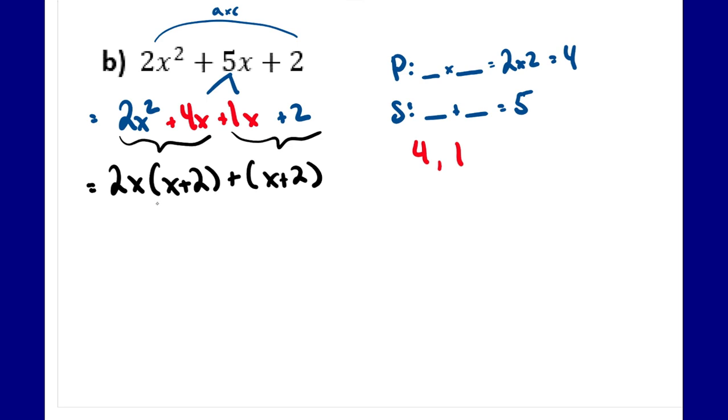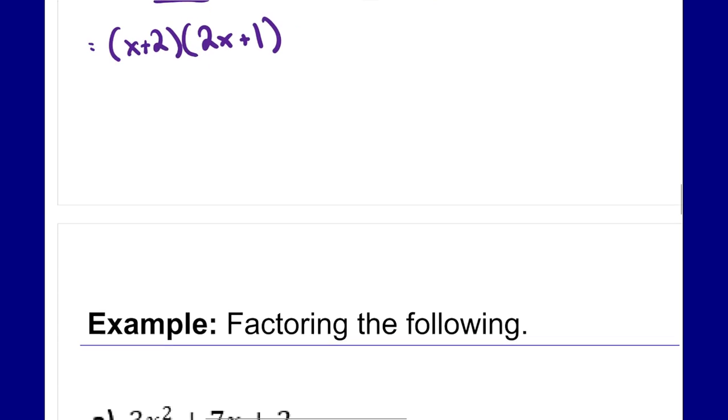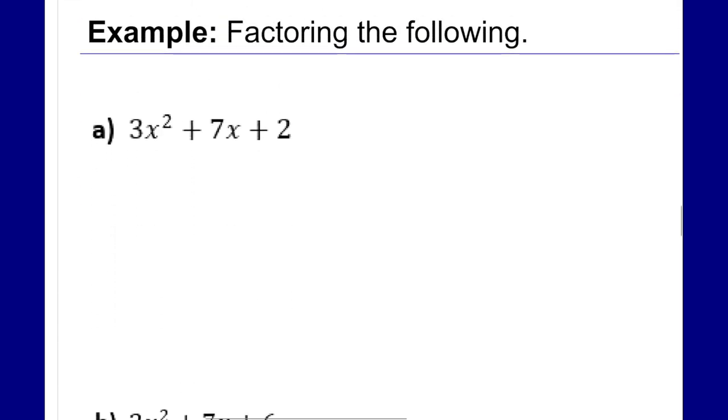But we should see that we have a common factor of a bracket. So I'm going to have x plus 2 as a common factor come out, and the remainder will be 2x plus this invisible 1 here. So I'll have 2x plus 1 as my second bracket. And that's how we factor these trinomials where the a value is not 1. So we're just going to look at a few more examples just so you can get comfortable with this.